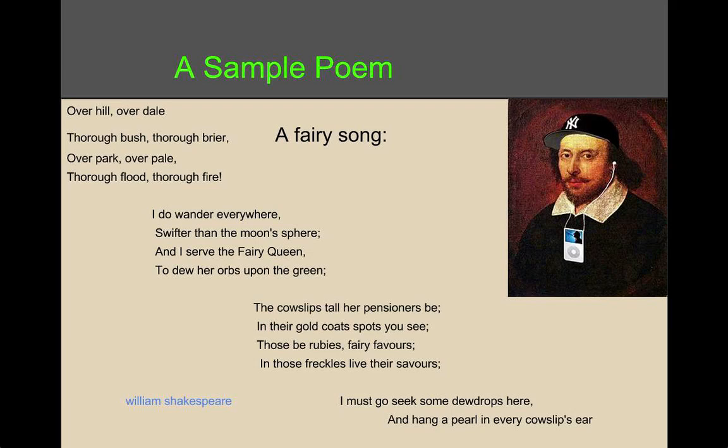Okay. So what this poem is about is basically a fairy tale. A fairy going around and spreading dewdrops on flowers. And the cowslip is basically a type of flower, and he's spreading the dewdrops on it. And Shakespeare calls cowslips the queen's pensioners because literally it means the queen is giving them something, much like getting a pension at work. And the poem is basically about the fairy serving his fairy queen. So that's the meaning of the poem.